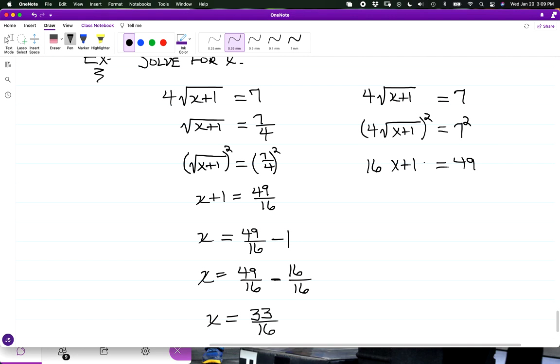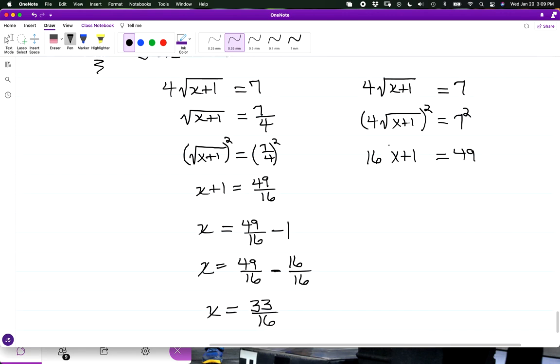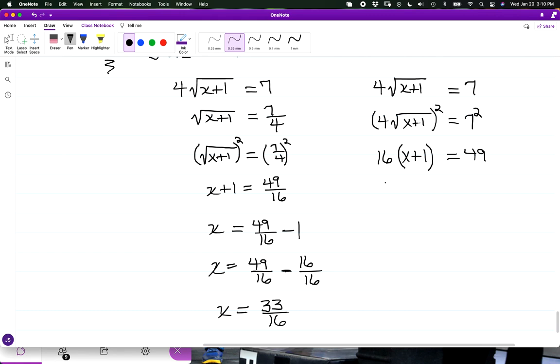If I square what I have here, it's not going to go to the binomial 16x plus 1, because while we have squared the factors, the squaring does not automatically take care of the multiplication that is entailed. So you have not 16x plus 1, but 16 times all of x plus 1. So here, we squared the factors, and then followed through completely with distributing 16 over the quantity x plus 1. So I'm going to have 16x plus 16 is equal to 49.